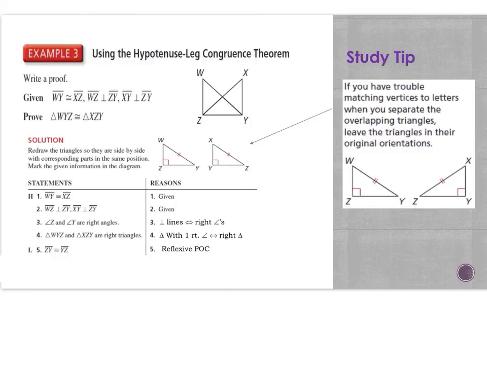So we have everything we need to say and conclude that triangle WYZ is congruent to triangle XZY. And our reason is the hypotenuse leg of a right triangle implies congruent triangles. And again, remember to include in parentheses all the statements that you needed to come up with this conclusion.